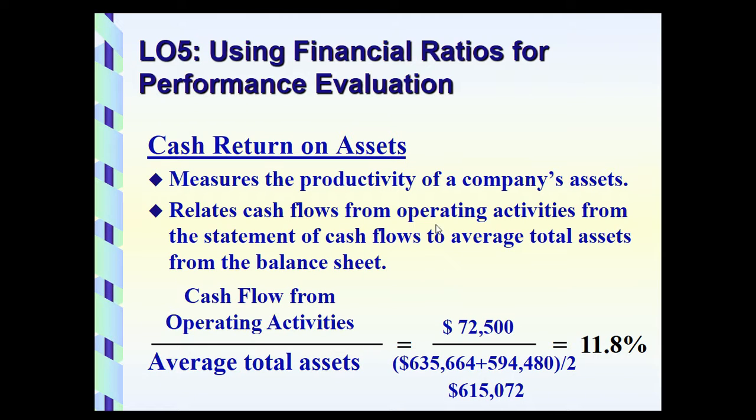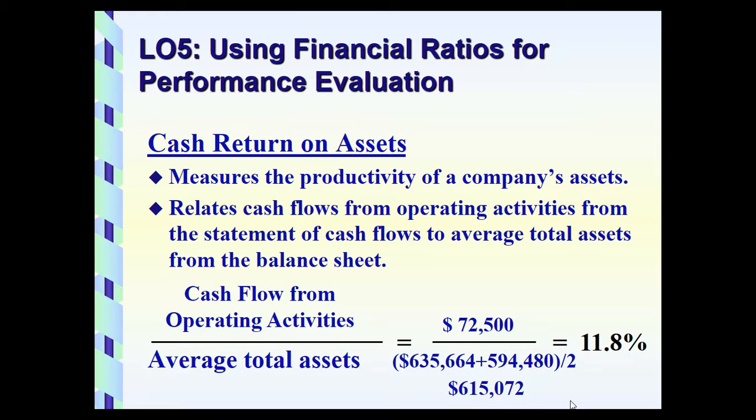And then I guess with regard to this cash return on assets, this slide is just basically explaining how we get that average total assets, which is the beginning number and the ending number divided by 2. And the denominator is that average total assets calculation.